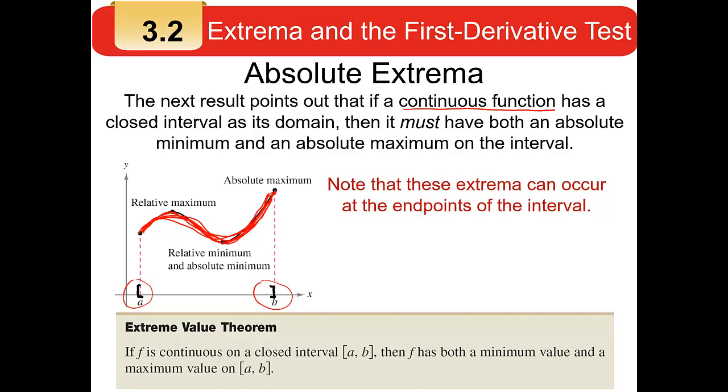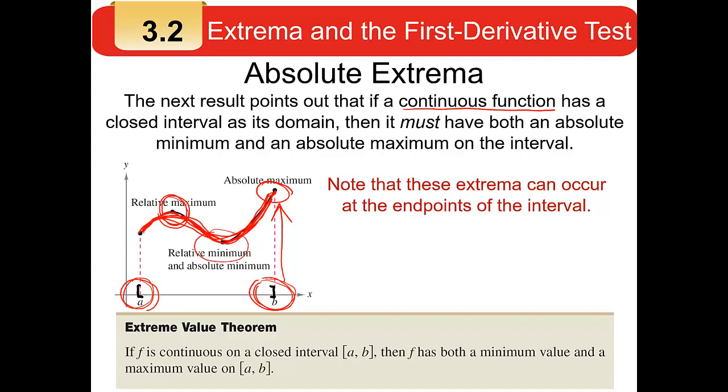Another important point here is that these extrema, the absolute max and min, can occur at the endpoints. Like here, the endpoint, this B value, is where the absolute maximum is. Whereas on this one, the relative max is not the absolute max. It didn't occur at the endpoint. The endpoint at A is not the lowest point on the curve. You've got an absolute minimum over here.